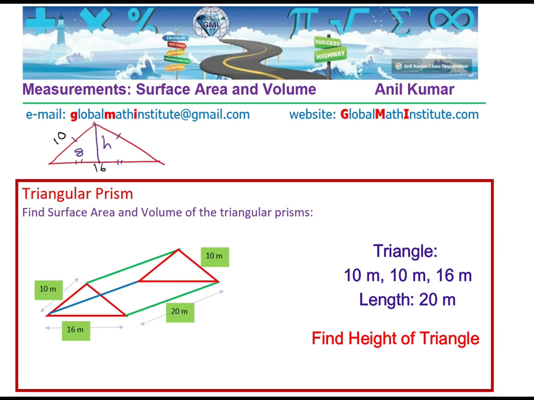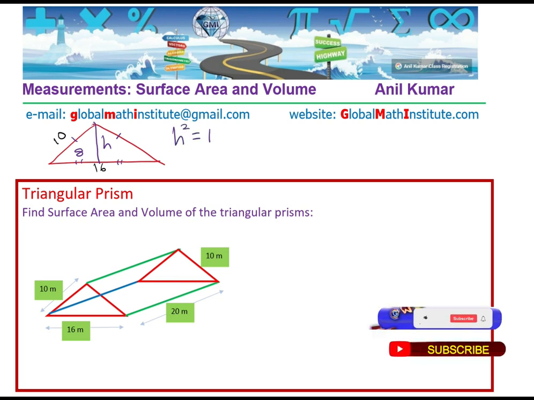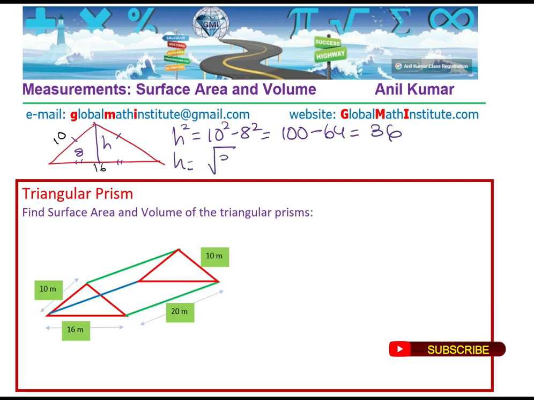Once again, apply the Pythagorean theorem. So we get height squared is equal to 10 square minus 8 square, which is 100 minus 64, which is equal to 36. So height is equal to the square root of 36, which is 6 units. So we know now the height is 6.